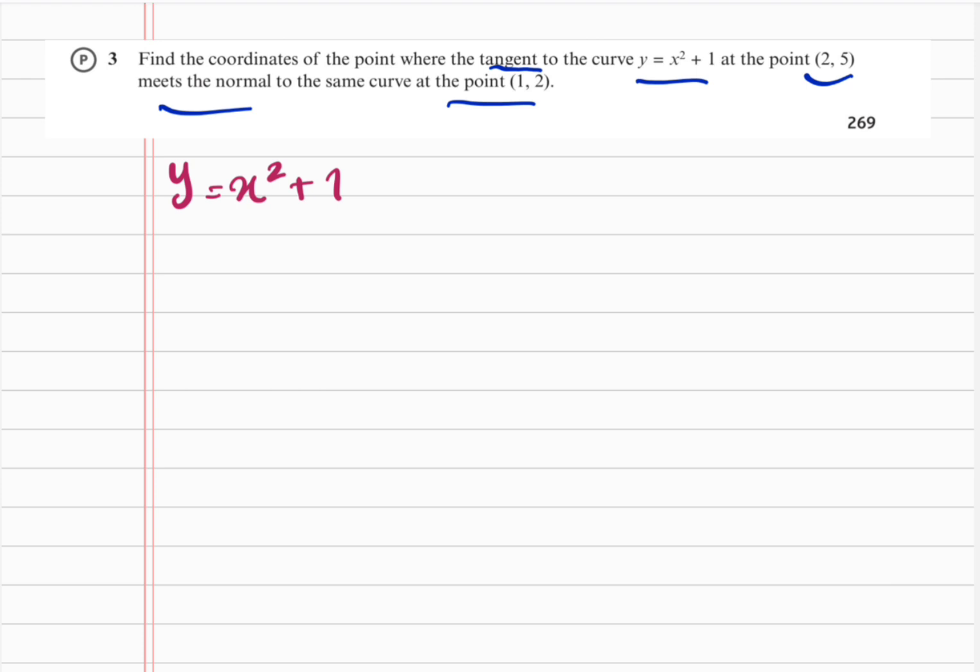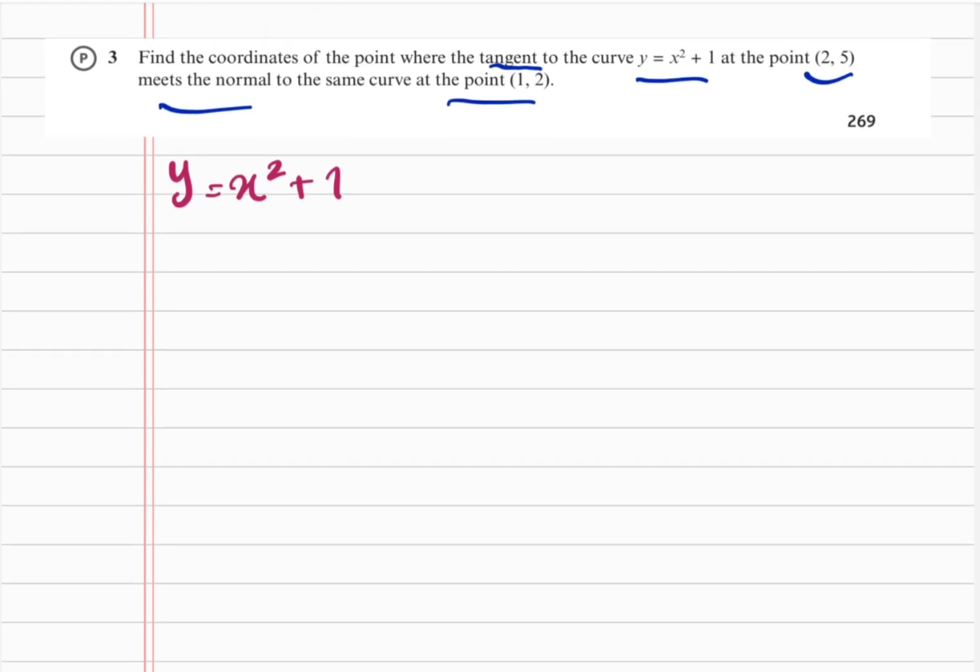In order to find the point of intersection, remember that if we have the equations of the two functions, then we can set them equal to each other to find the point of intersection. In this case, we want the point of intersection of the tangent to the curve and the normal to the curve. So we need to find the equation of the tangent first, and the equation of the normal second, and then we set them equal to each other to find the point of intersection.